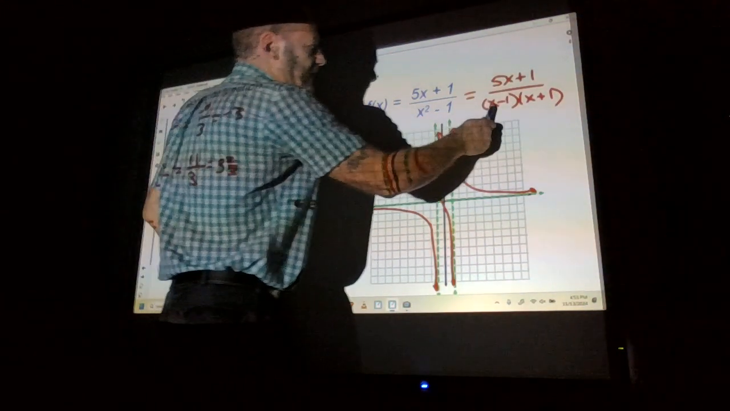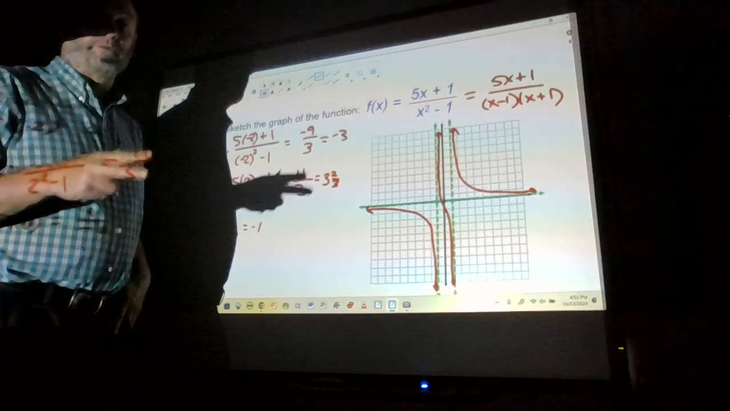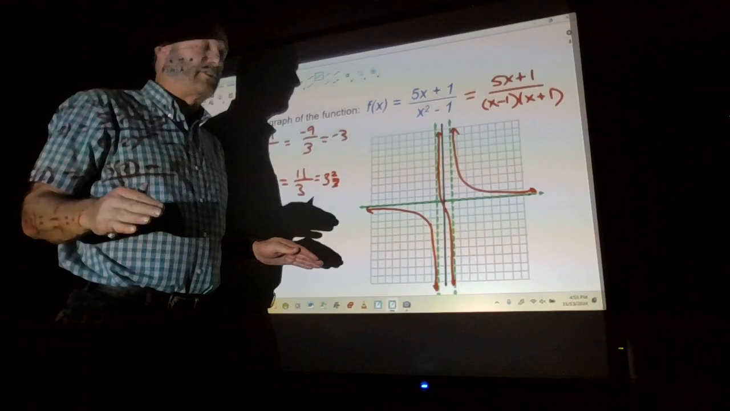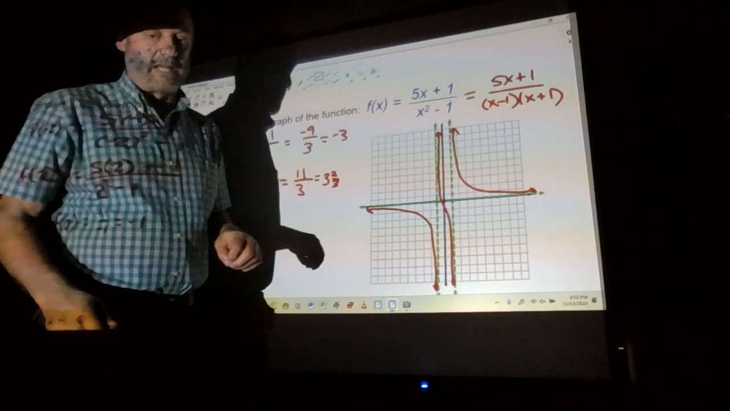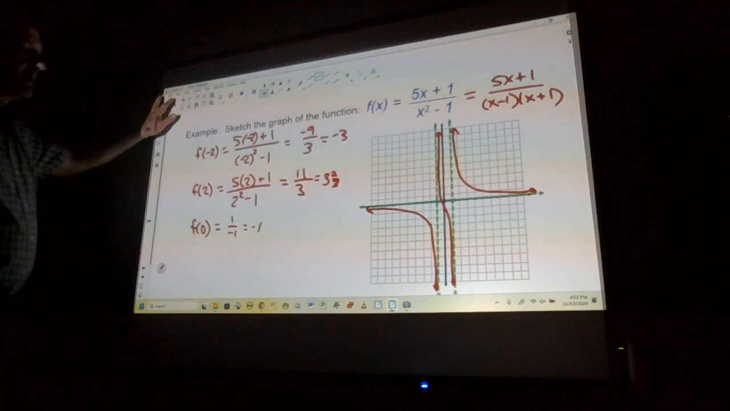If this was x minus 1 times x minus 1, that would have a multiplicity of 2. That would mean it's an even one. That means it's going to go either up on both sides of the asymptote or down on both sides of the asymptote. So maybe we'll look at one of those a little later here.